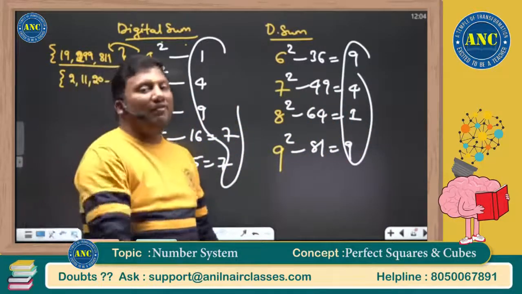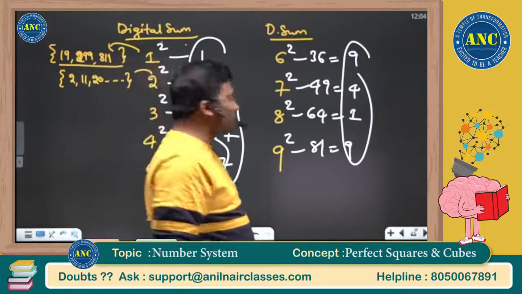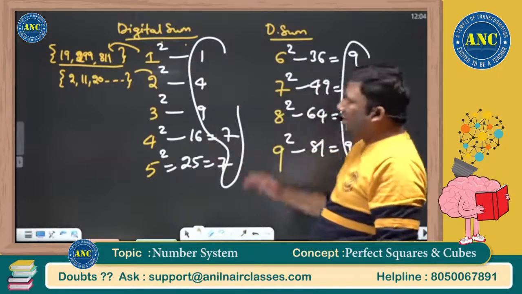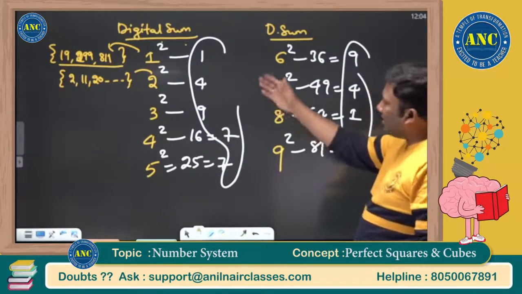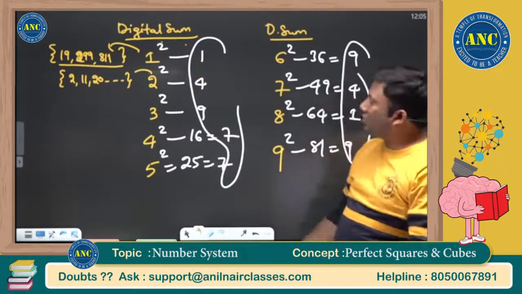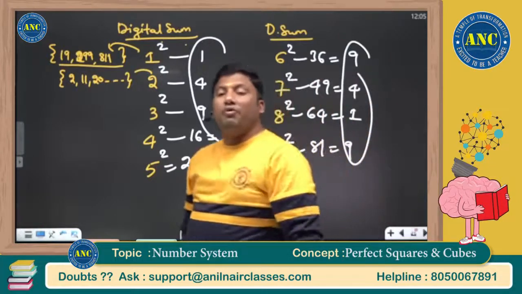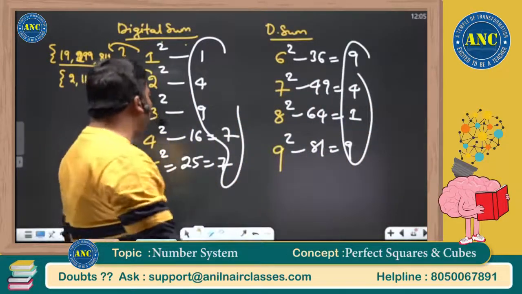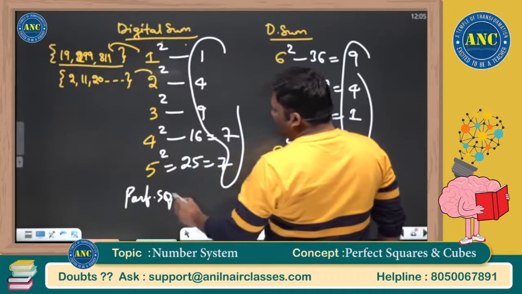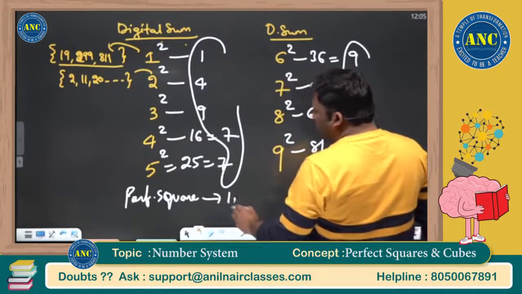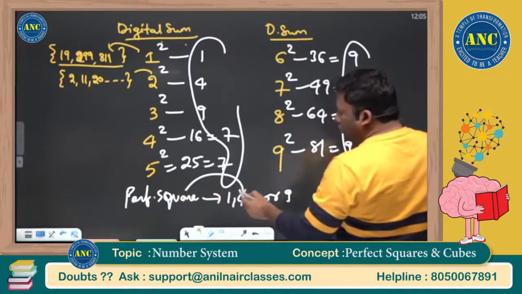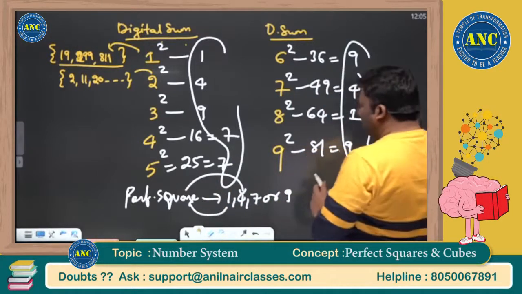If a number is a perfect square, on the left hand side we have taken all the possible cases, squares for all the possible digital sums. On the right hand side, these are all the possible digital sums. If I square it, I get a perfect square, and on the right hand side I got 1, 4, 7 or 9. Extremely important logic, sir: if a number is a perfect square, the digital sum should always be 1, 4, 7 or 9. The reverse may or may not be true.